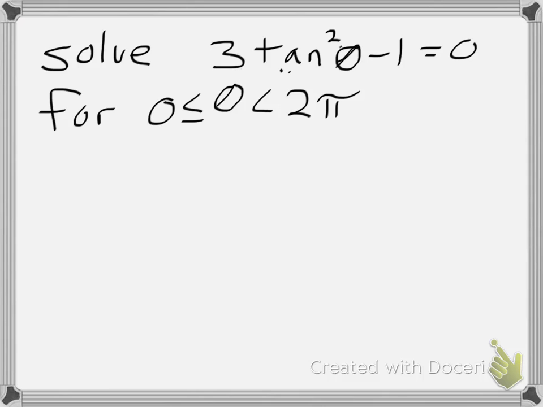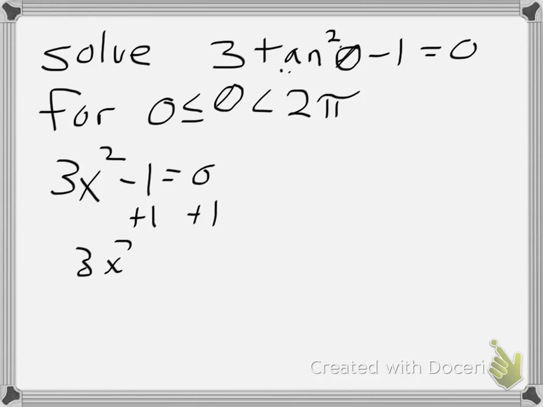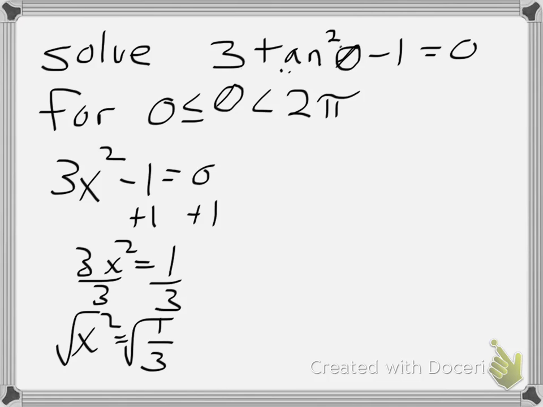So what I need to do is, first of all, isolate my tangent function. And I treat this just as if it were 3x squared minus 1 equals 0. I would isolate x by adding 1. 3x squared equals 1. Then I divide each side by 3. So x squared equals 1/3. And then I would take the square root of each side.